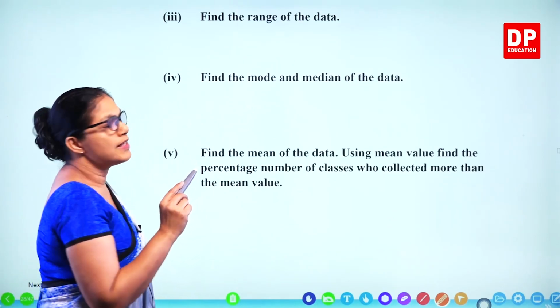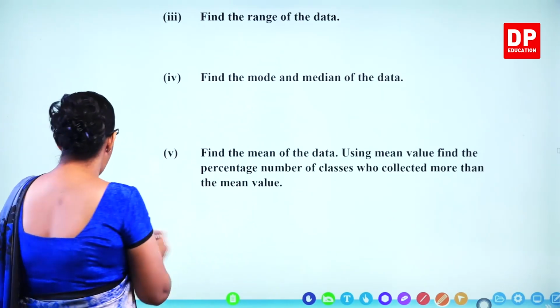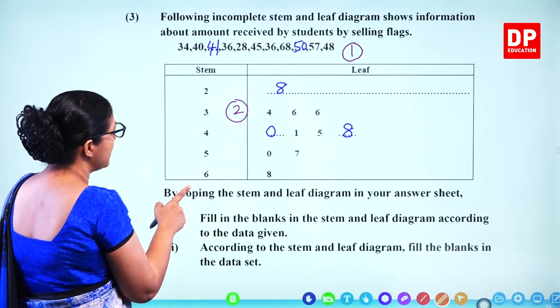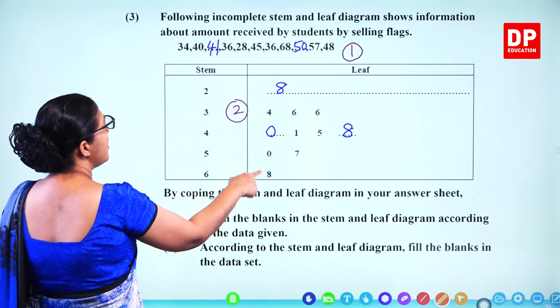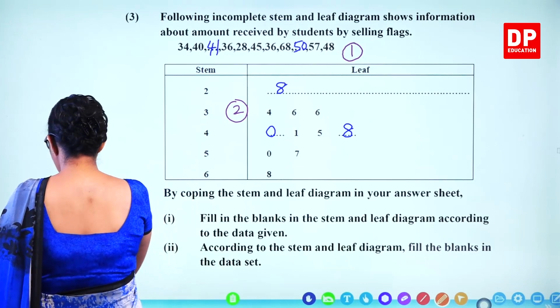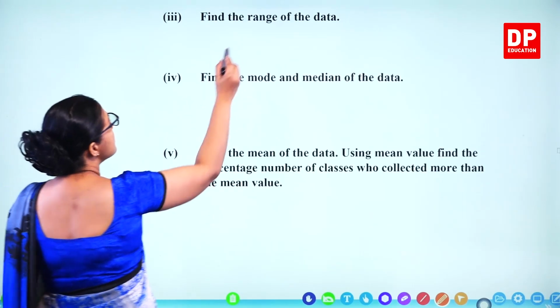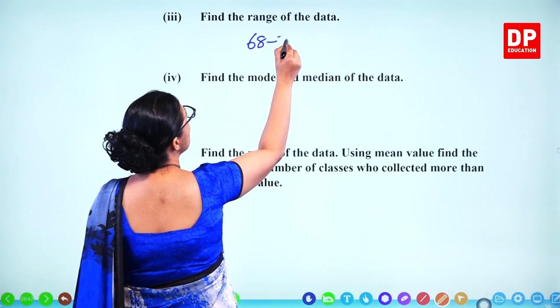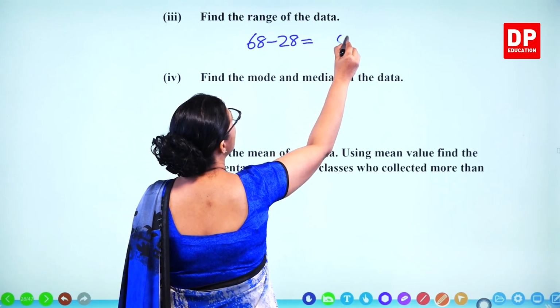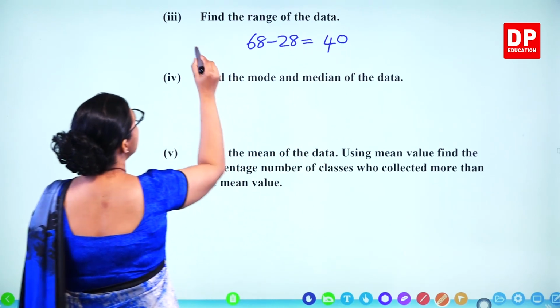Find the range of the data. Range means the highest value minus the lowest. 68 is the highest, 28 is the lowest. So subtract. 68 minus 28, you get 40 is the range.